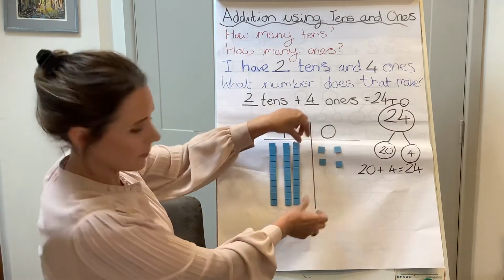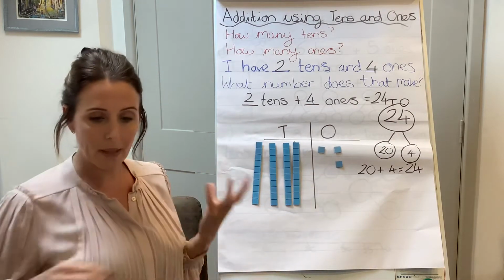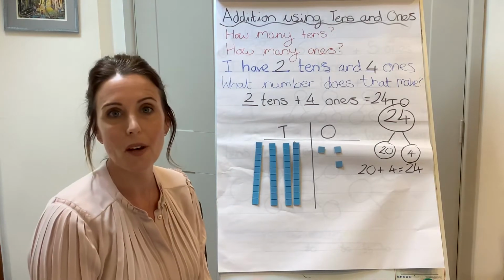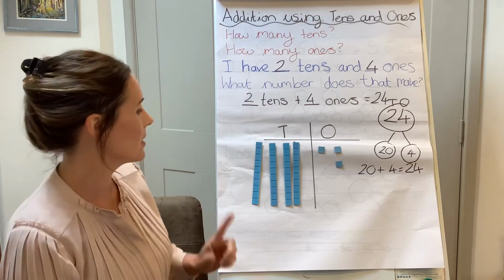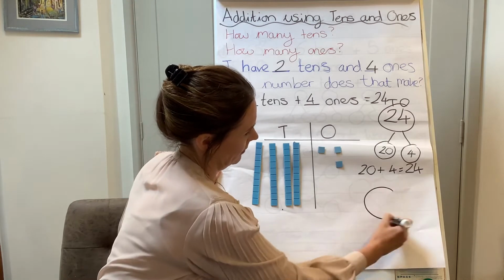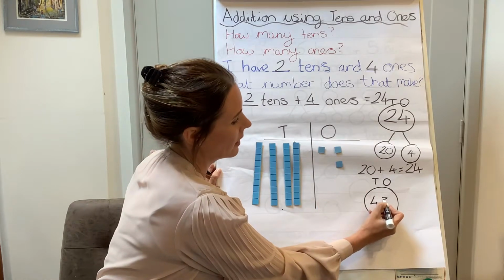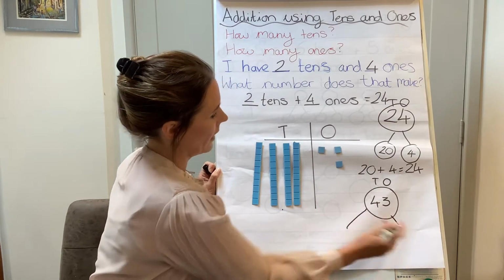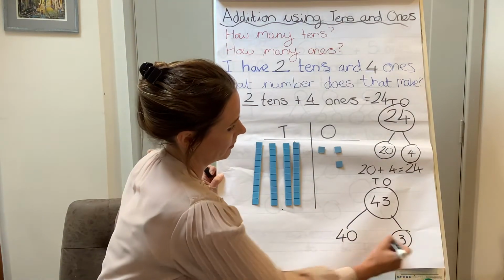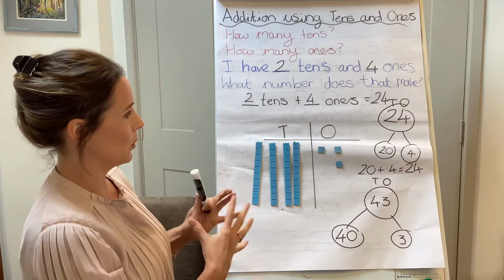What number is this? So how many tens have I got? How many ones are there? Can you make the number? Pause it and off you go. Okay, so we've got 4 tens and 3 ones. So the number is made up of 40 and 3. So we can add together 40 and 3 and it will make 43.